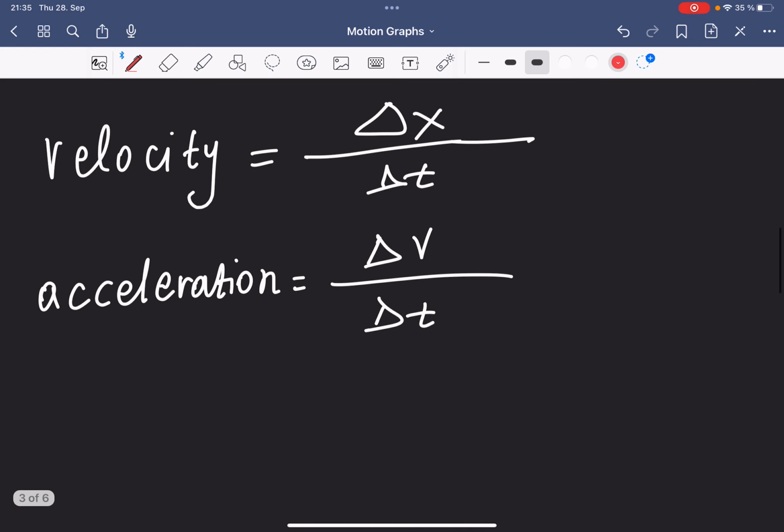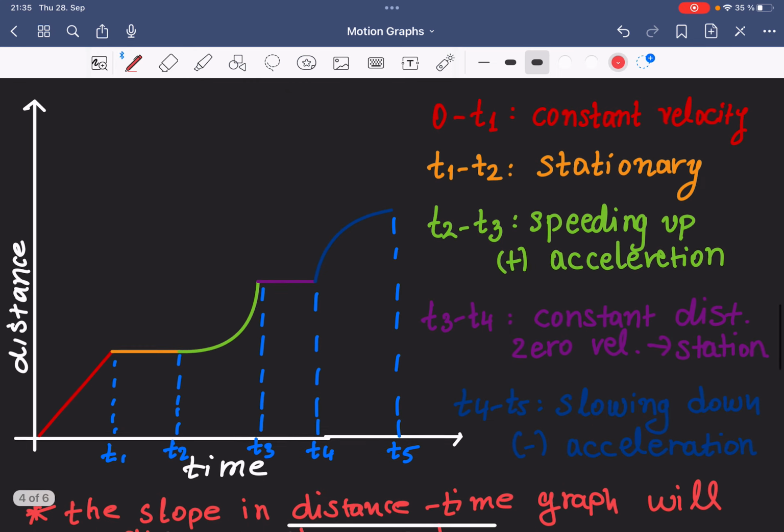And just a reminder, something that we have seen in our previous videos, and if you haven't watched them, make sure you go into the channel and check our videos about velocity and acceleration. We defined velocity as the change in position or displacement over change in time, and acceleration as the change in velocity over change in time. So these two are quite crucial for the upcoming slides.